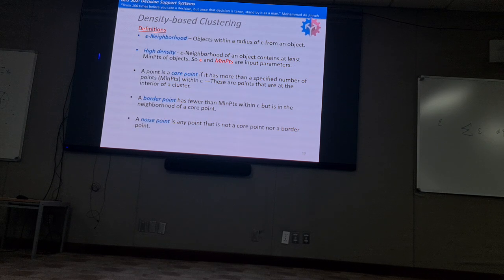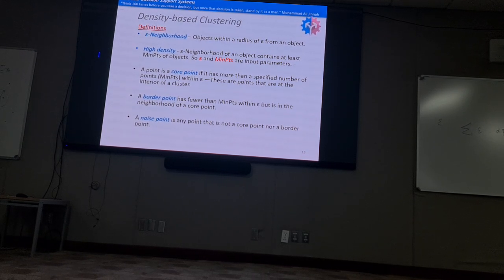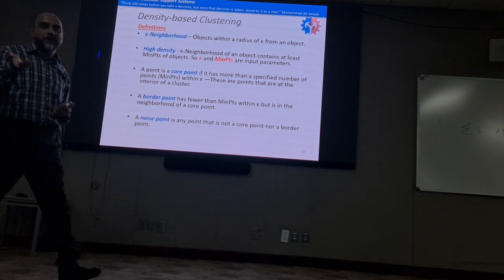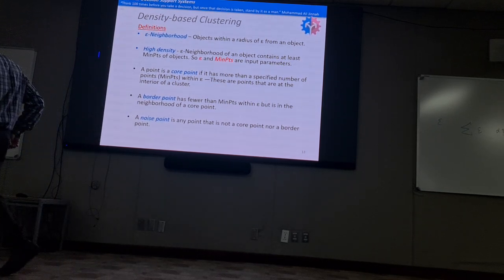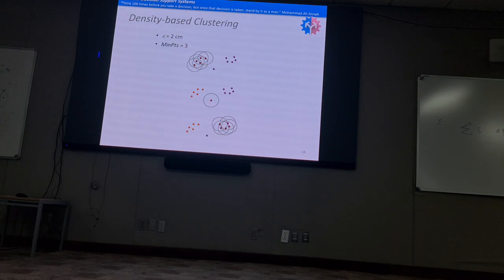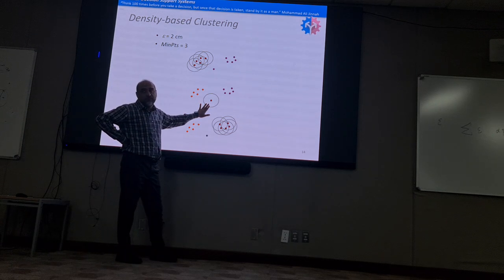And the noise point is any point that you cannot call either core or border point. It has no dense region by itself, and it's not even part of any dense region. So it's basically the outlier, the noise. So let's see what I've tried to draw. Maybe you can see it here. So what is this point? This is noise.